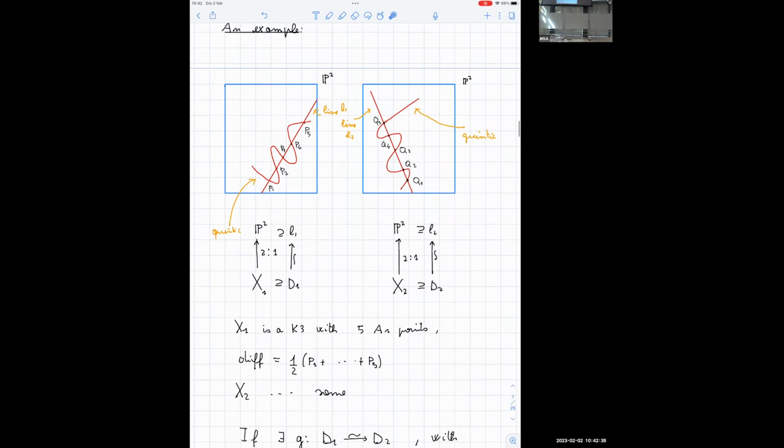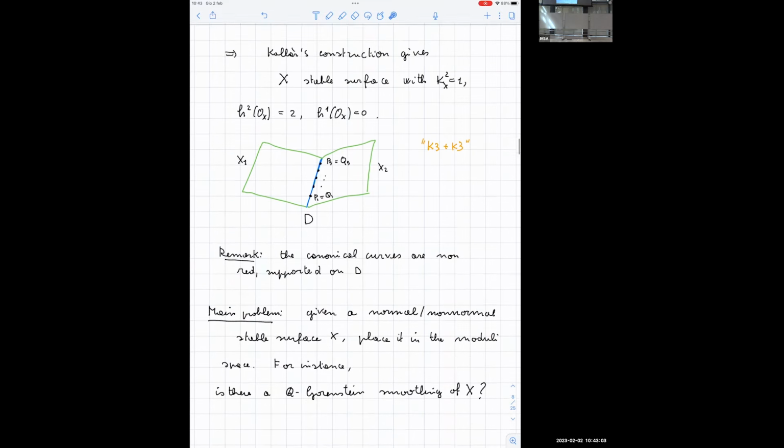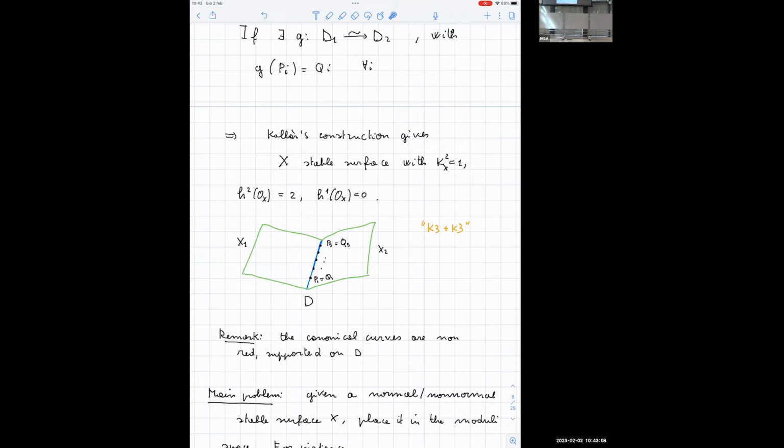Of course, in both cases, K is trivial. D1 is numerically 1/2 pullback of a line, so it's ample. So this condition is satisfied. Singularities are of the type required, and so you have a stable surface, and you can compute the invariants. You just have to believe me here. I'm not going to do it in public, but we get K² = 1, H2 of O is 2, H1 of O is 0.